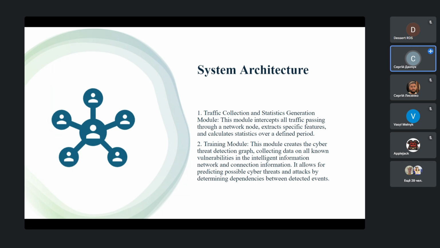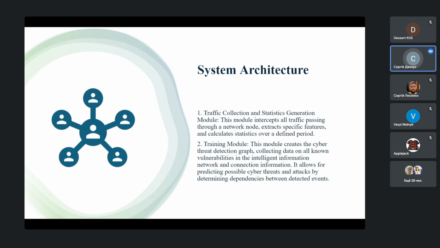System architecture. Our proposed system for detecting cyber threats in real time consists of several integrated models. Traffic collection and statistic generation model. This model intercepts all traffic passing through the network node, extracts special features, and calculates statistics over a defined period.